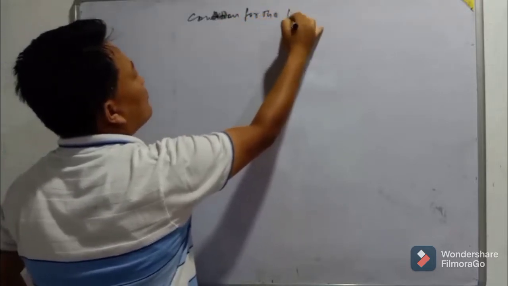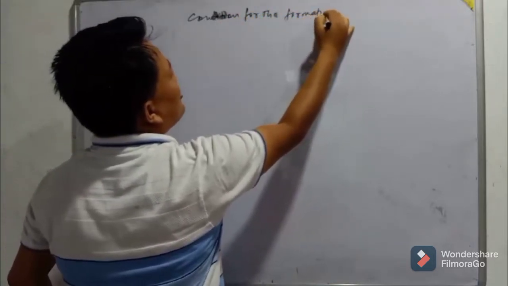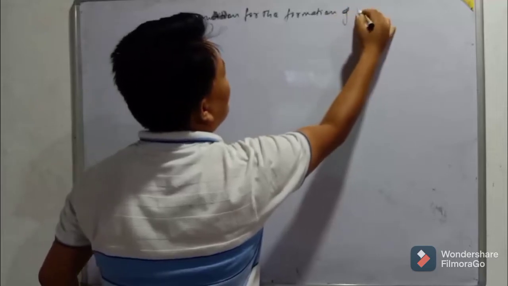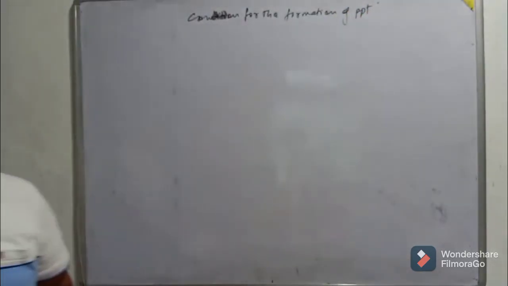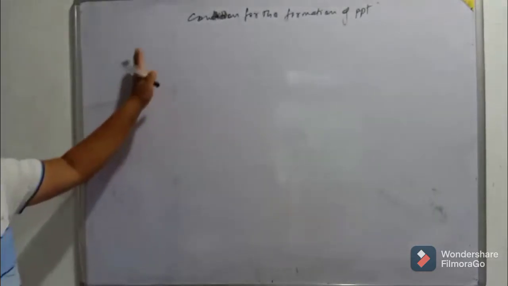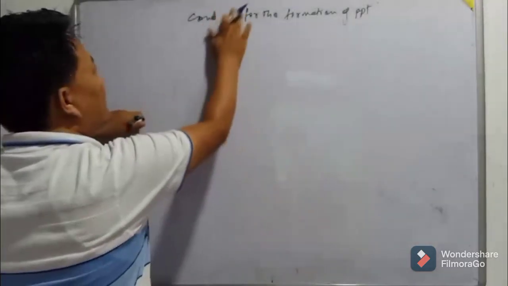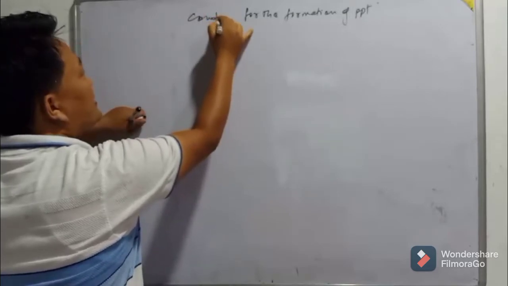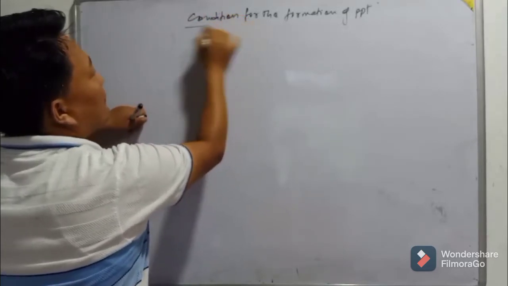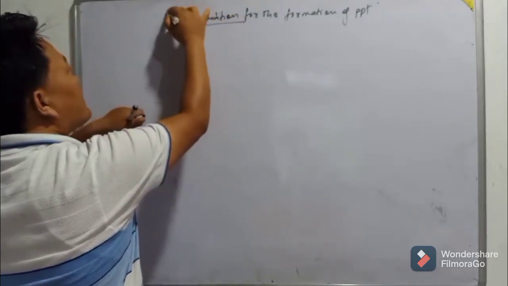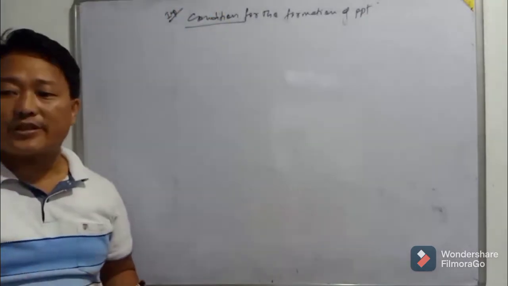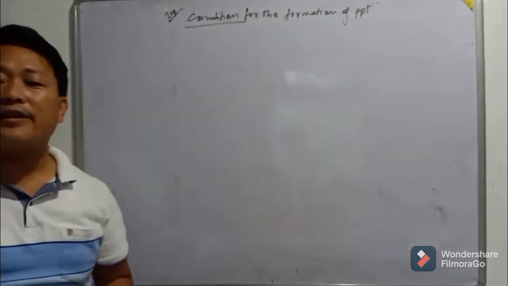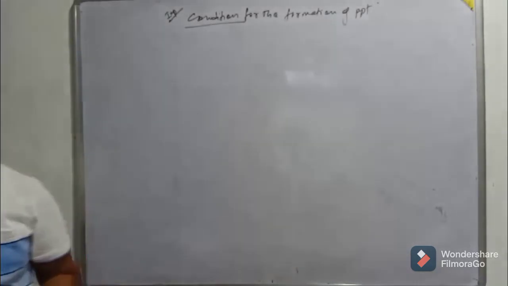Condition for the formation of precipitate. PPT means precipitate. Okay, so now see when the precipitate will form and when the precipitate is not forming. This is a very important concept. Now see, which salt is going to form the precipitate and which will not.